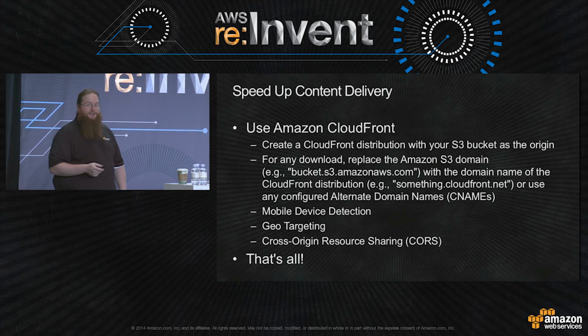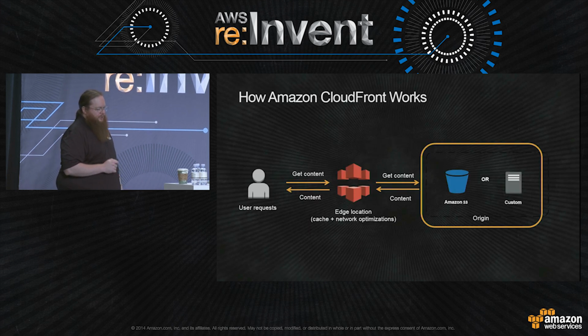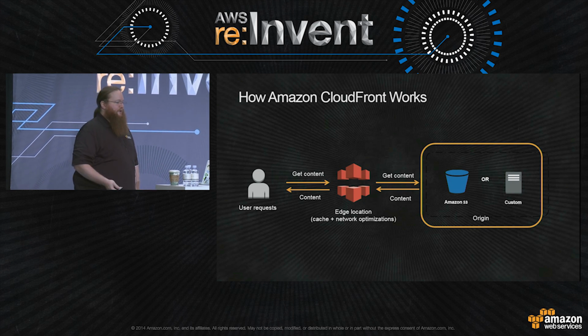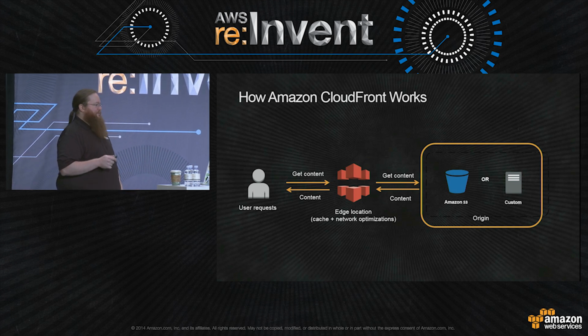So we have a bunch of additional features on top of basic CDN, including mobile device detection, geo-targeting, and CORS. All we have to do is stick a CloudFront distribution in front of what we call our origin, and that origin can either be an S3 bucket or a backend server. So if you want to cache data from your system, you can certainly do that with CloudFront as well.